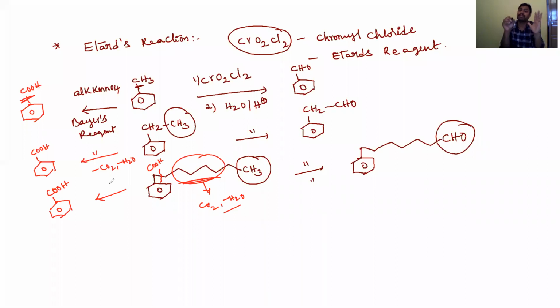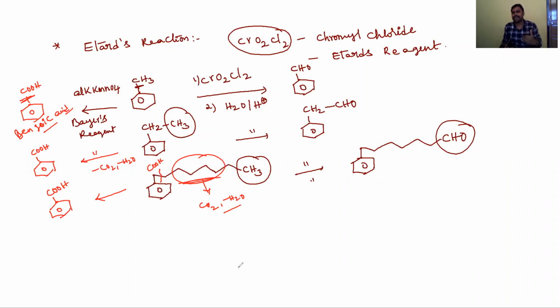Okay, the differentiation is important. At PUC level you studied only chromyl chloride with toluene: toluene reacts with chromyl chloride and we get benzaldehyde. Toluene or methyl benzene reacts with alkaline KMnO4 and we get benzoic acid, because aromatic carboxylic acids are present. That is why you studied benzoic acid preparation there.